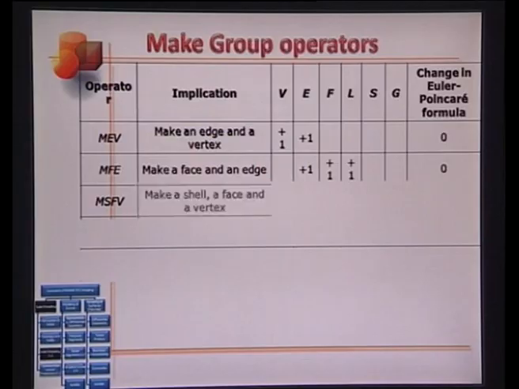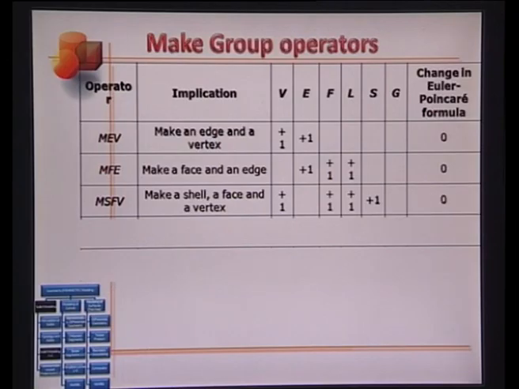MSFV, make a shell, a face, and a vertex. The number of vertices increases by 1. There is no increase in the number of edges with this operator. The number of faces increases by 1. The number of loops gets increased by 1, and the number of shells would increase by 1 with no change in the genus value. Again, no change in the formula.